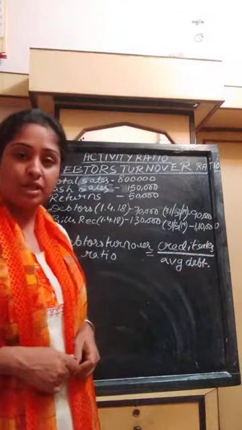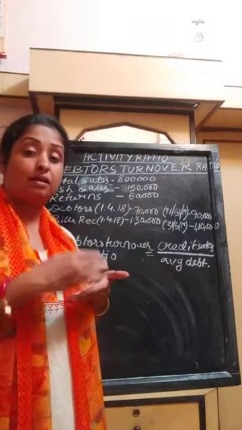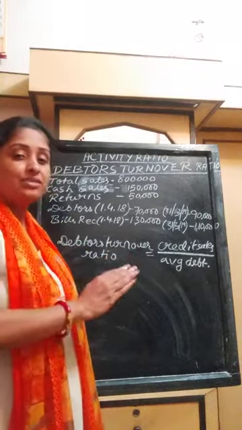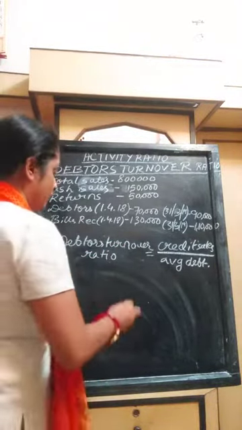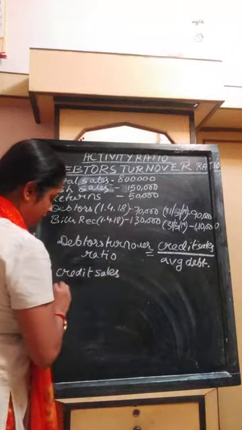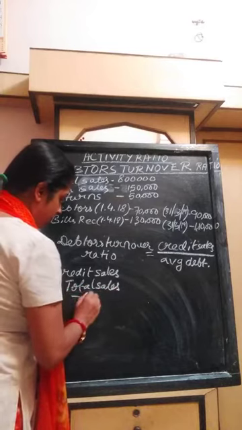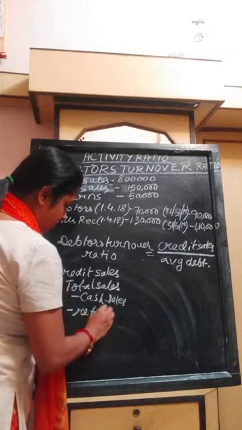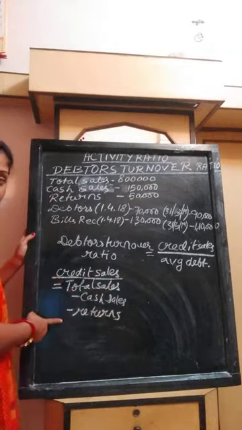What is the formula of average debtors? The formula of average debtors will be opening debtors and opening bills receivable plus closing debtors and closing bills receivable, divided by 2. So first let's write the individual formulas of credit sales and average debtors. After that we will do the sum. Credit sales means total sales minus cash sales minus returns. This is the formula of credit sales.